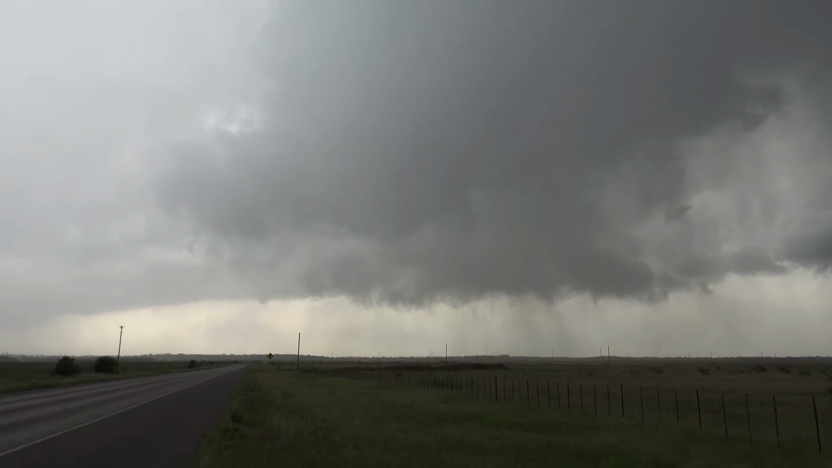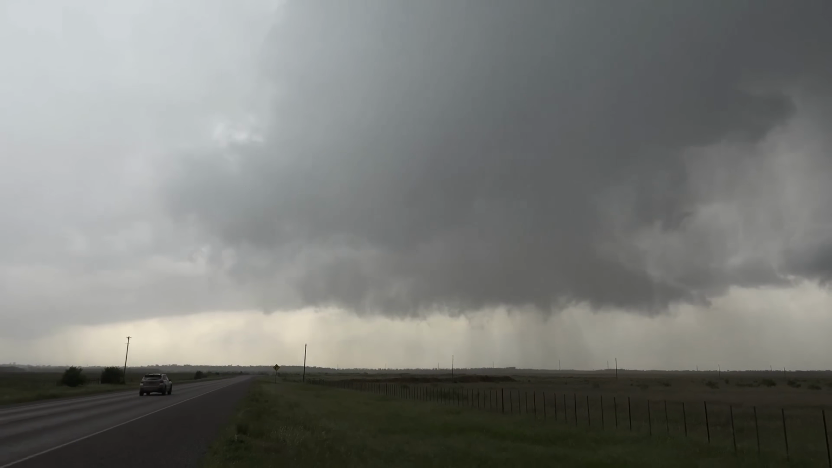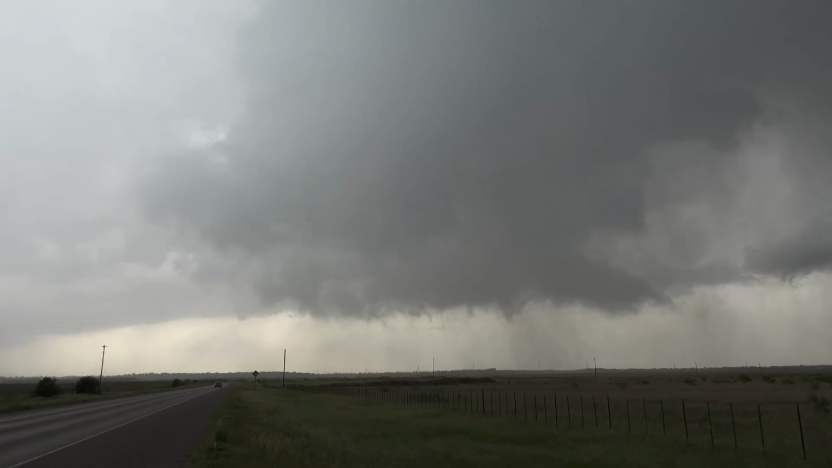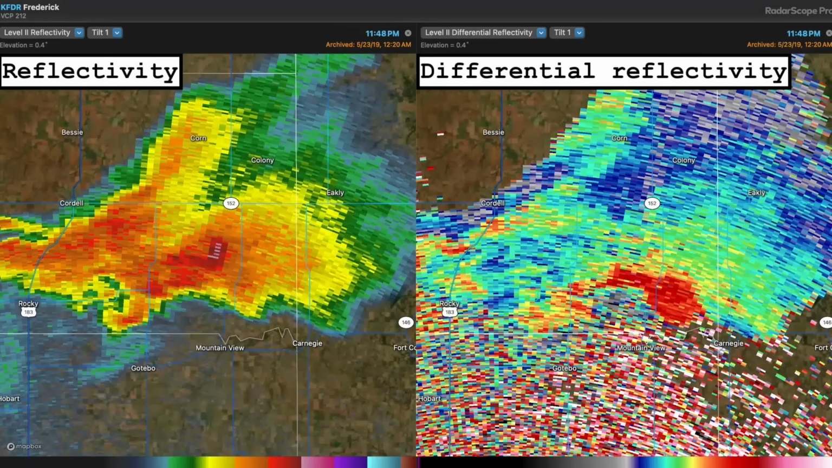Close visual observation of a supercell can provide clues that tornado genesis is about to occur, but there are a few radar signatures that can tip you off as well. The first of these is called a differential reflectivity arc, or ZDR arc for short, which is an area of increased differential reflectivity that usually occurs on the right edge, which is typically the southern edge, of a supercell's forward flank downdraft along the reflectivity gradient.